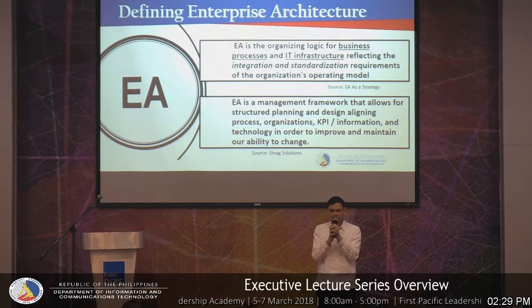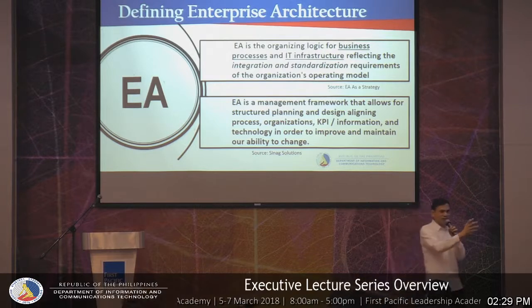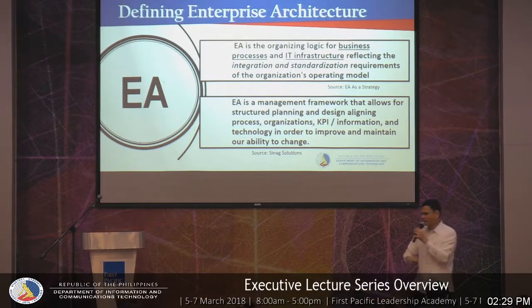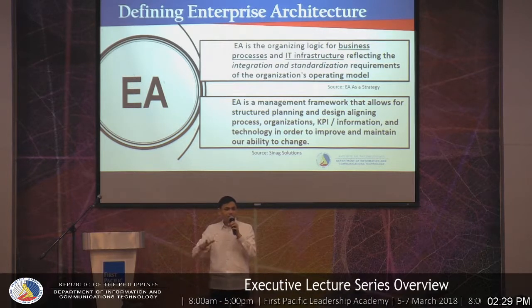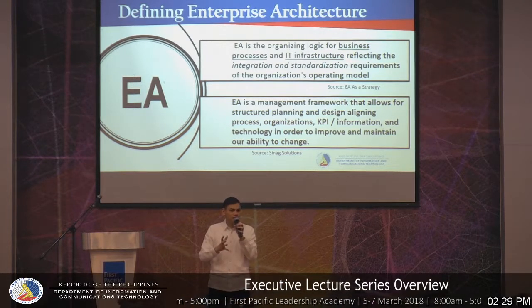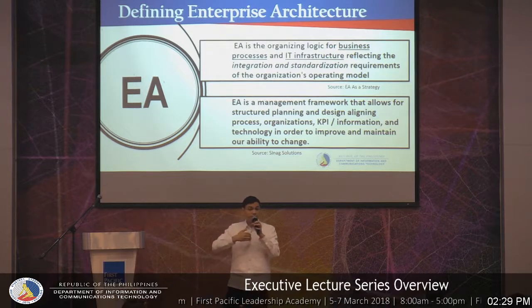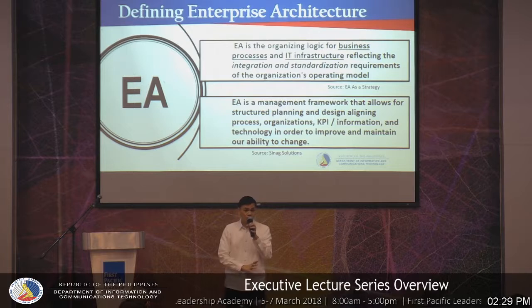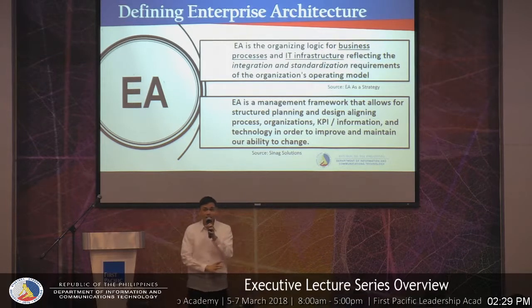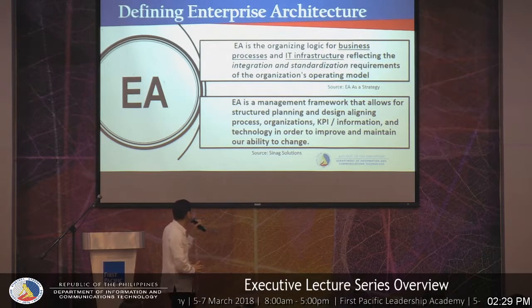I need to get a passport, I have to go to this department first and get maybe my birth certificate or my NSO, then I have to go here and deliver this, and I have to go there and deliver this. How can we make it as convenient to the citizen as possible in transacting with us as an entire whole of government? That is the dream of enterprise architecture.